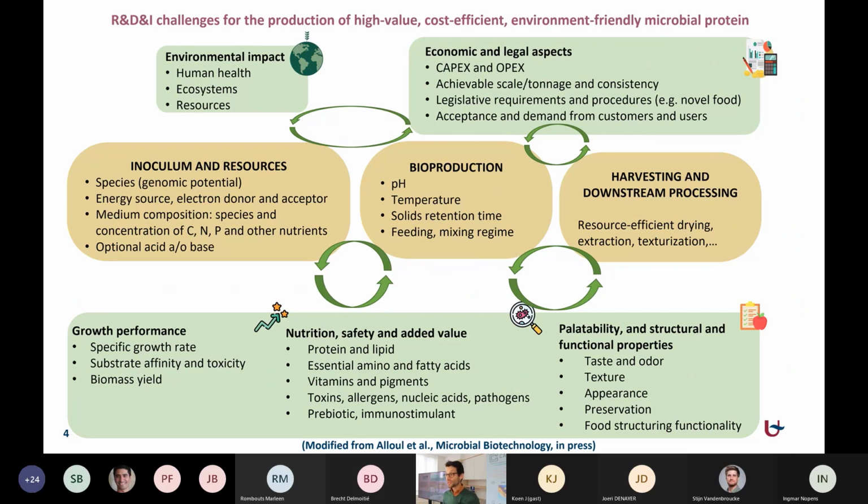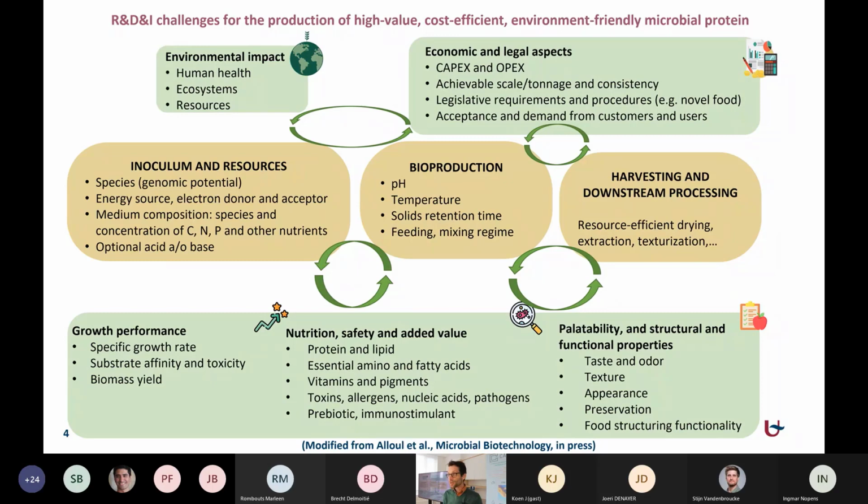Environmental impact, we want environmental sustainability. We want economic and legal aspects to be covered. We want to do this in a very cost-efficient way. We do pay attention to legal requirements and procedures, to achievable tonnages and quality and its consistency there. And then at the bottom, of course, you see also a lot of the criteria for the actual bioproduction and the product. We want to produce at high performance. You see a number of indicators like rate, yield that are very important. We want to go for nutrition, and this nutrition should be safe and should provide added value.